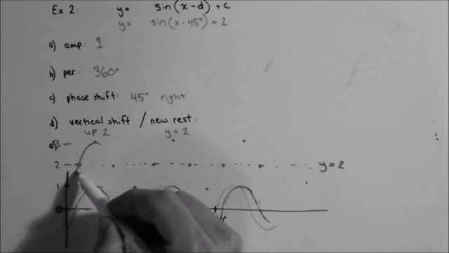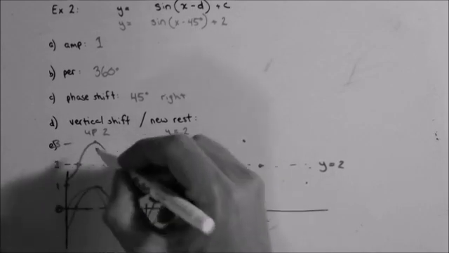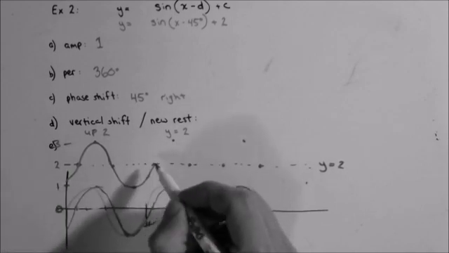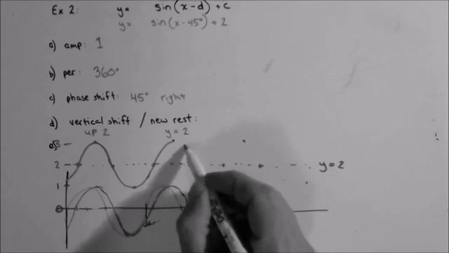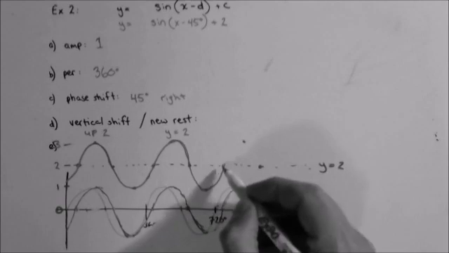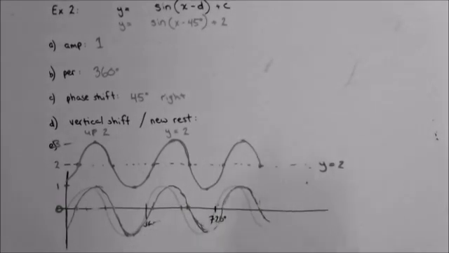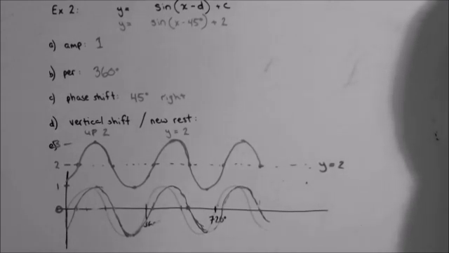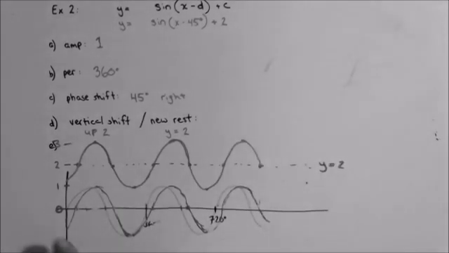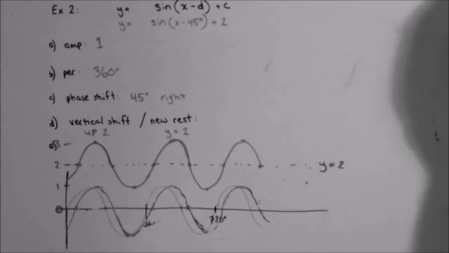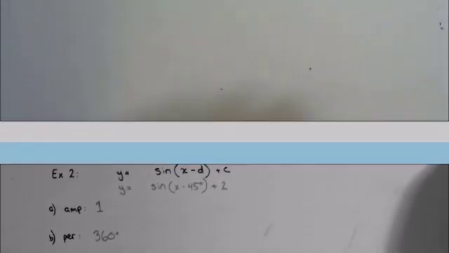Here's a curve through my new rest, down to my min, back up. And there we go. Okay. There is a sketch of y equals sine of (x minus 45) plus 2 as it relates to our original sine function, which is there in green from 0 to 720 and a little bit extra. All right, example 3.